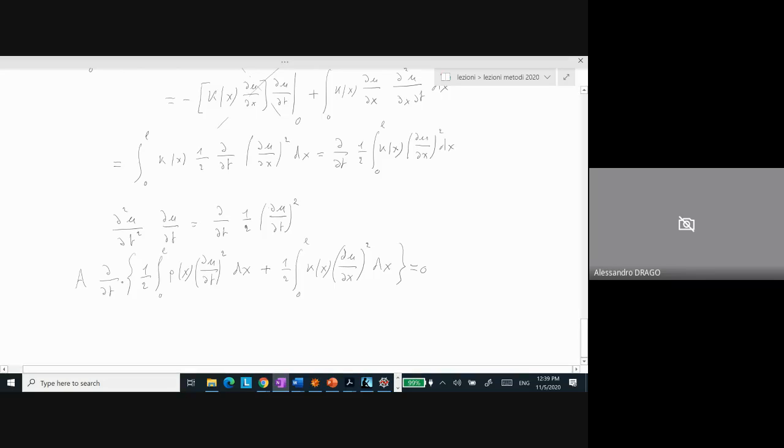What I know is that this total quantity in brackets remains constant, it's time independent. The first term is the kinetic energy. Therefore, the second term I can interpret as the potential energy. So this is the total energy. The action is defined as the integral of the Lagrangian.